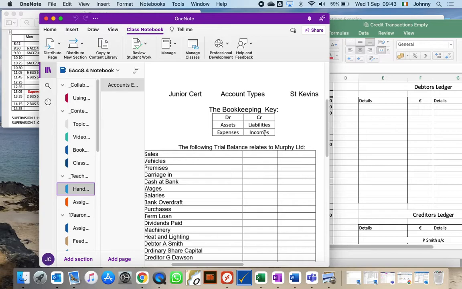When you walk into the Leaving Cert, you're going to write that down in your exam paper at the very, very beginning. You'll use this again and again in all different Leaving Cert questions. Okay, so this bookkeeping key is something I think is vital. So, can you write that on the inside cover of your copybook? Just the key. Just call it the bookkeeping key and write it exactly the way it looks there. So assets, liabilities, expenses, and incomes.